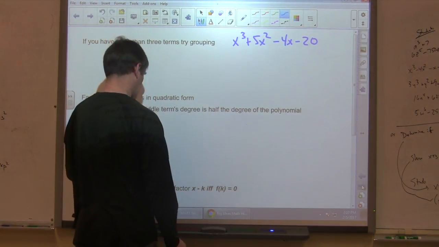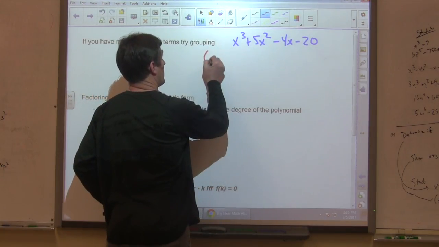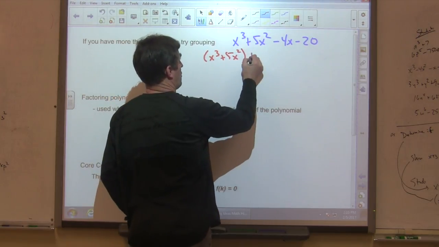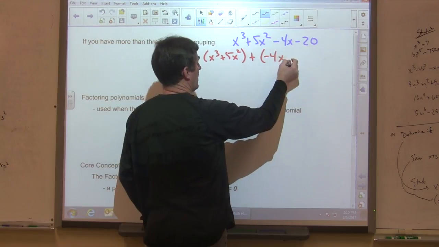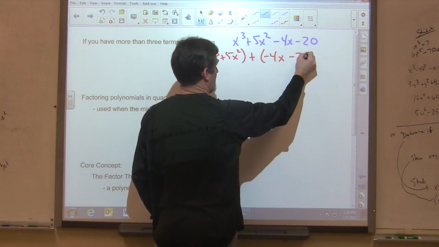So if we just group the first two, we're going to group the x cubed plus 5x squared. Now I'll usually put a plus sign there. You don't want to put the minus. You want to keep the negative sign with the 4x. If you put it here, you have to change everything. So I'm going to keep everything together.